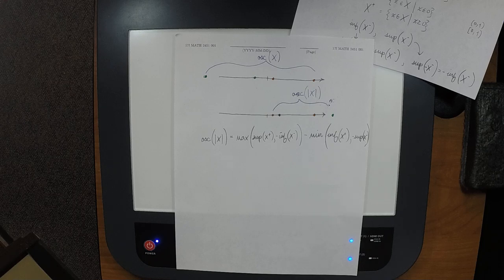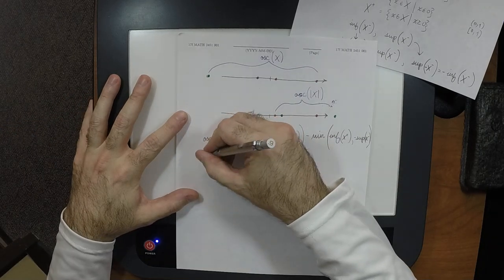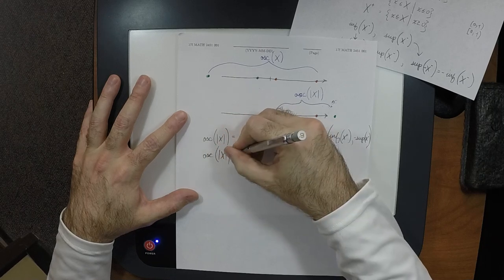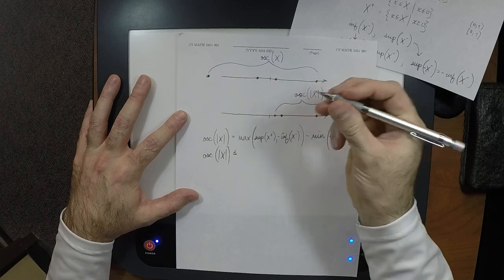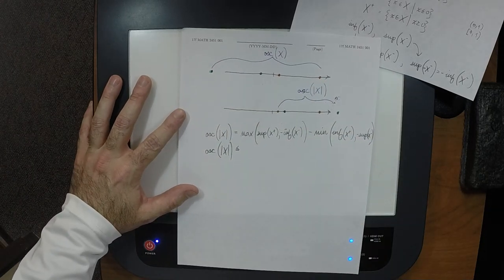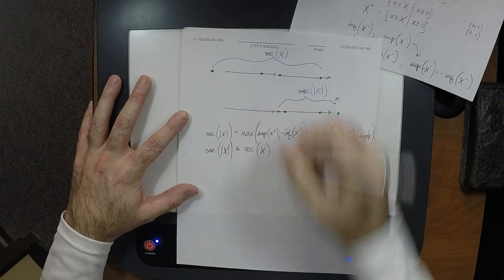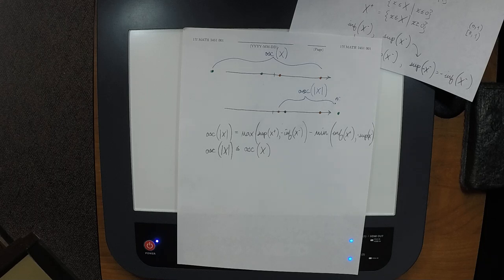Okay, that's interesting. So this is the oscillation. And now, the only thing that's going to be important for us is the following: the oscillation of the absolute value of the set is going to be less or equal to what? The oscillation of x. Because when do we have equality? When they're both on one side of the origin. Right. When x is originally just on one side of the origin, then you have equality.